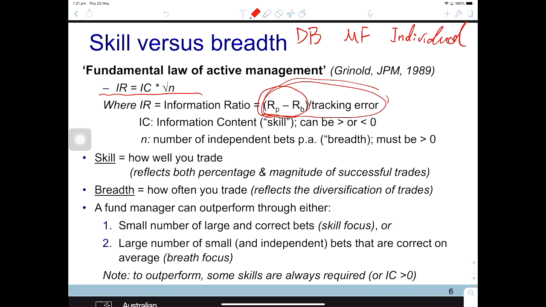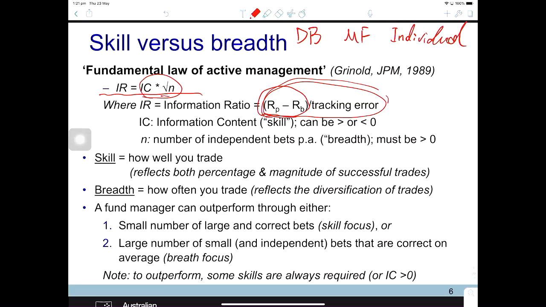Information ratio can be decomposed in a way that will help us to gauge the skill of the fund managers. That's what we have today. It's going to be a product of information content and the number of trades involved in the investment process. In this way, we may separate the skills, that is the information content, and the number of trades or bets made by the fund manager.